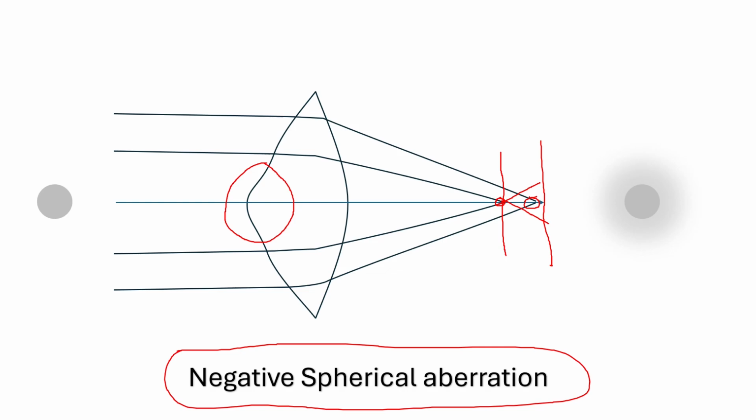Now, how can we use this? Because the central part is more converging, it will be exposed when we are looking at near objects. And as a result, we have some amount of better focus of near objects because now this central portion is processing the incoming rays.